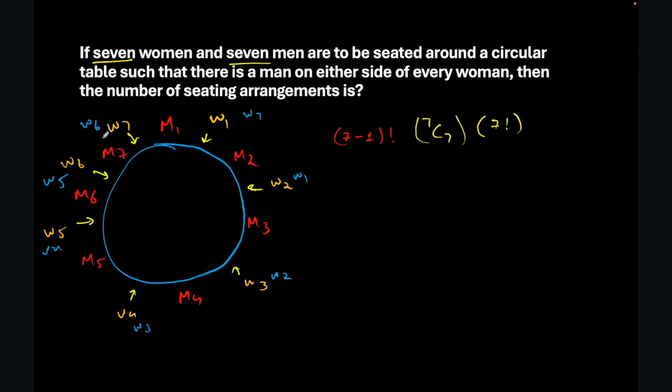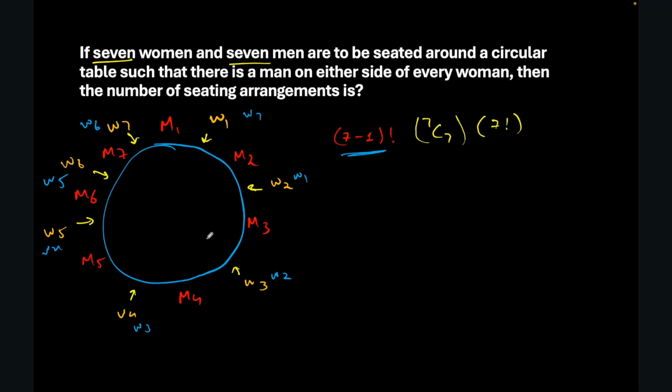And yes, it matters if I change it up, because the men are already fixed in one place. I've already fixed the orientation by doing 7 minus 1. So if all the men are sitting in the same position and the women rotate once, yes, the number of ways is going to increase. It's not going to be the same or redundant. So that's why it's 7 factorial.